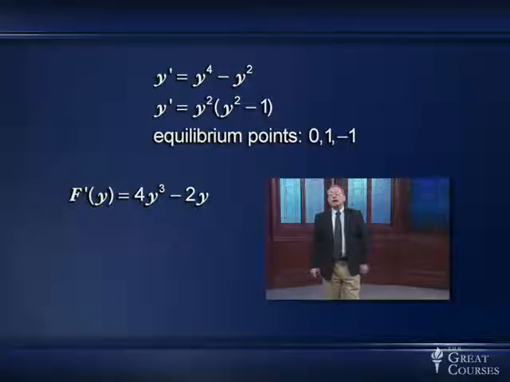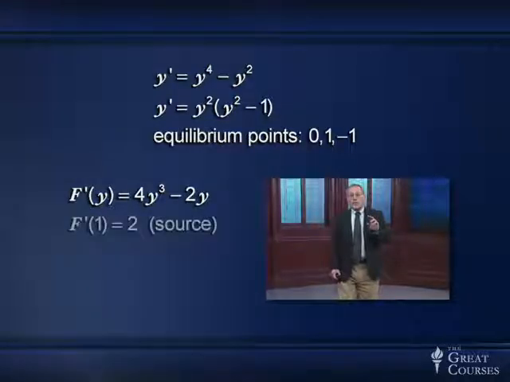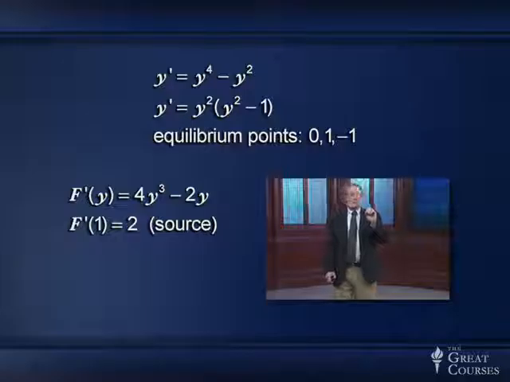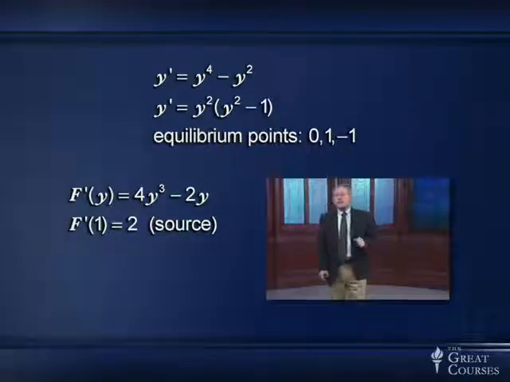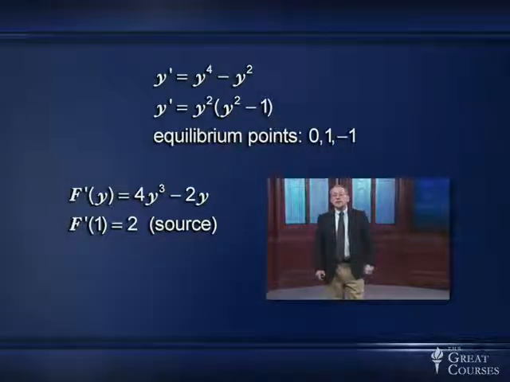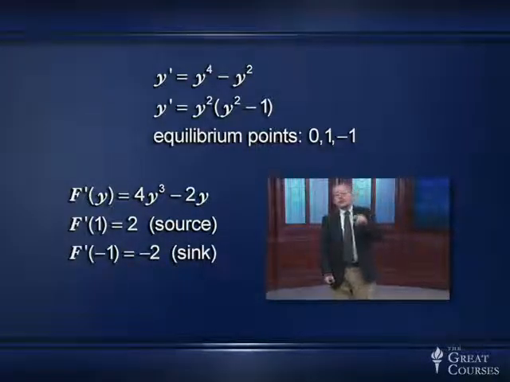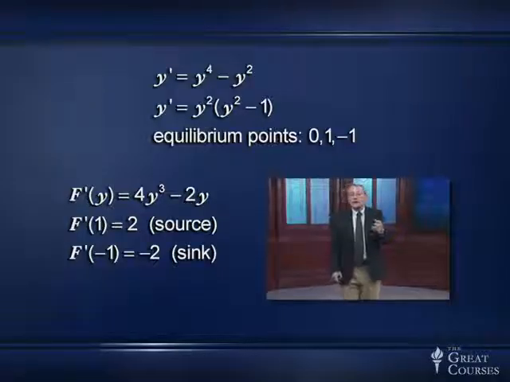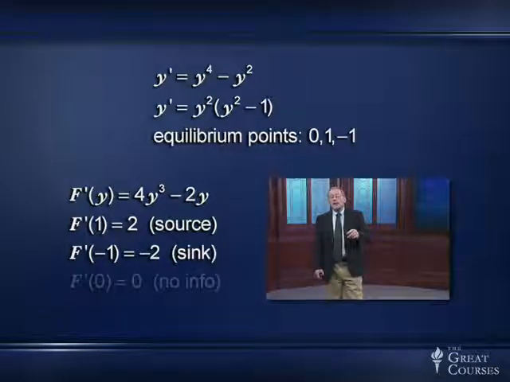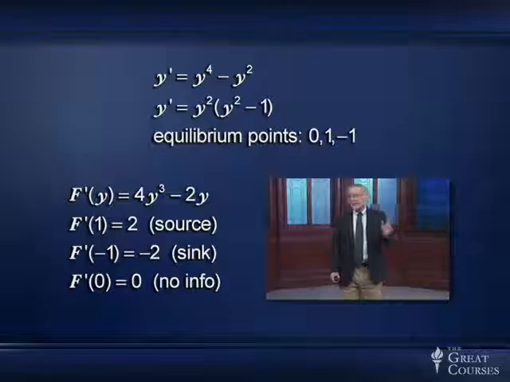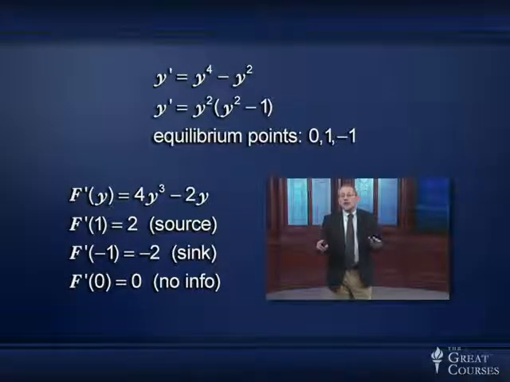Again, evaluate that derivative at the equilibria. At 1, we just get the derivative is 4 minus 2, that's 2. So 1 is a source. At minus 1, the derivative is now minus 4 plus 2, that's minus 2. So minus 1 is a sink. But at 0, the derivative vanishes. So we get no information. On the other hand, just having the information about those two flanking equilibria tells us everything again.